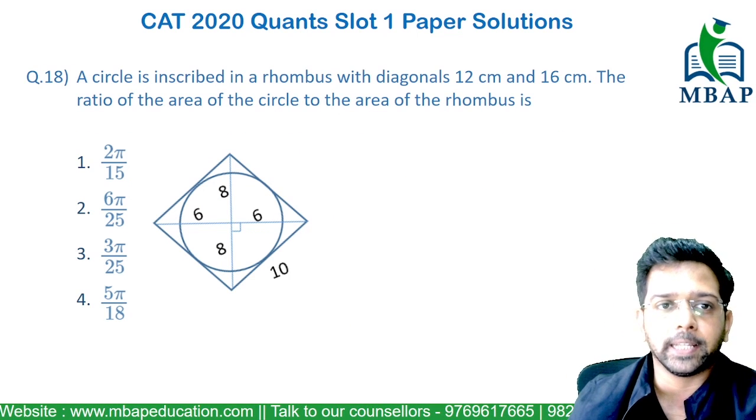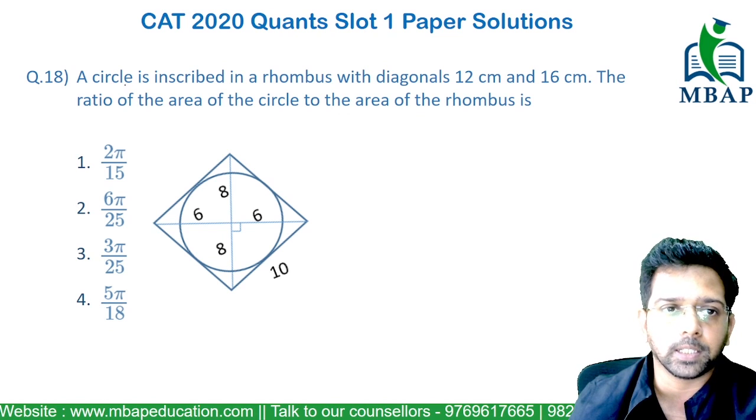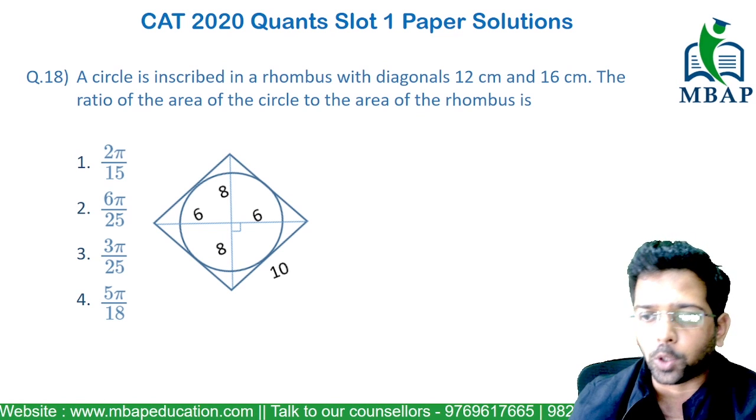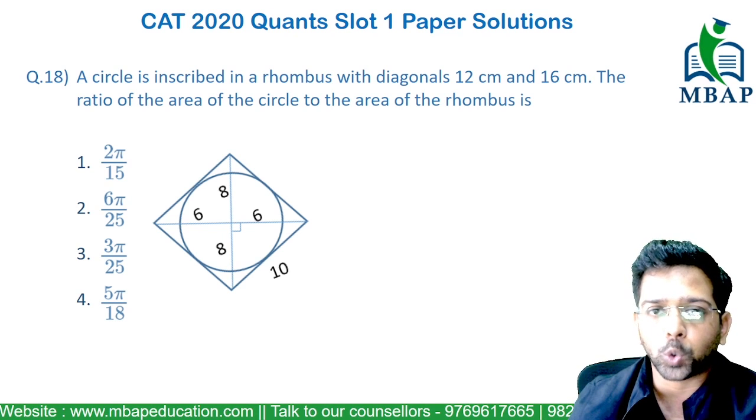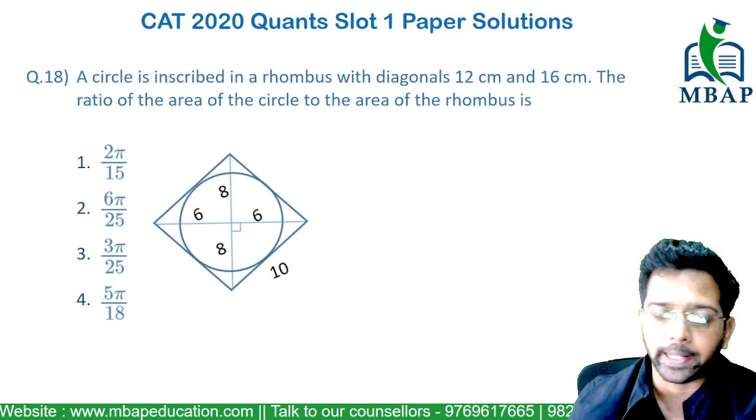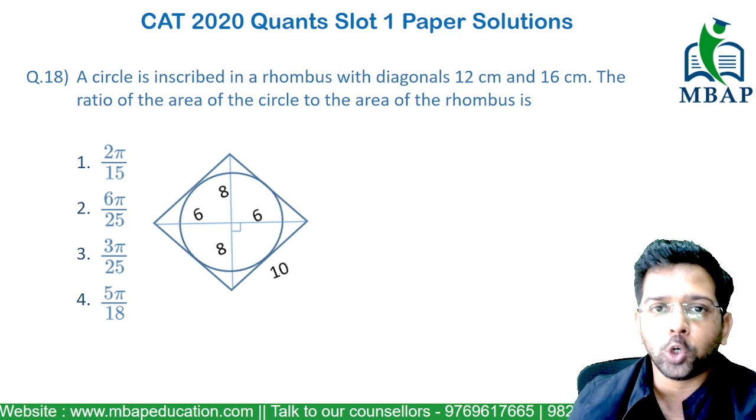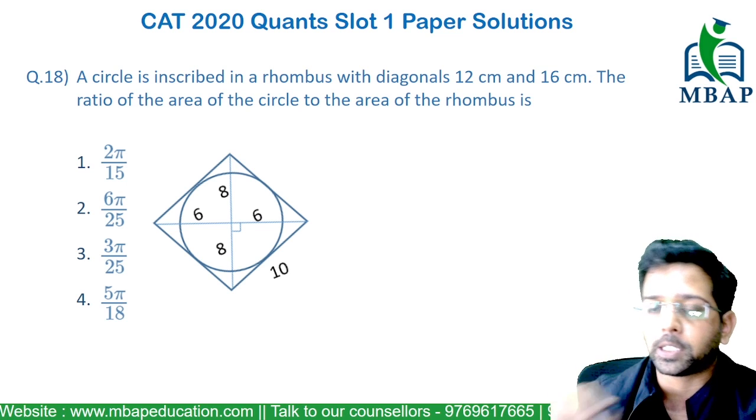Okay, now let's look at the next question. Read the question well. A circle is inscribed in a rhombus with diagonals 12 cm and 16 cm respectively, the two diagonals D1 and D2. The ratio of the area of the circle to the area of the rhombus has been asked.